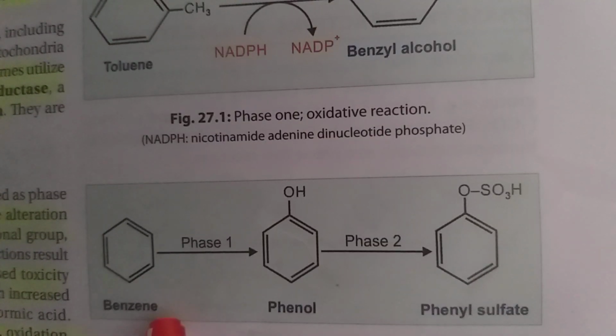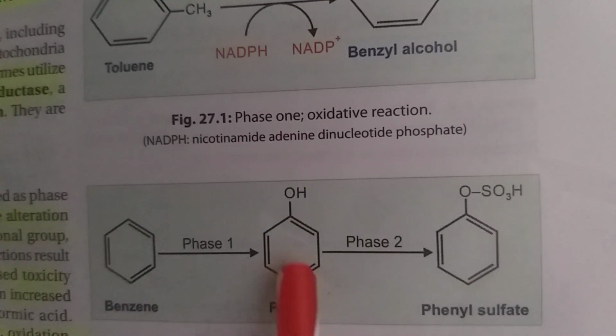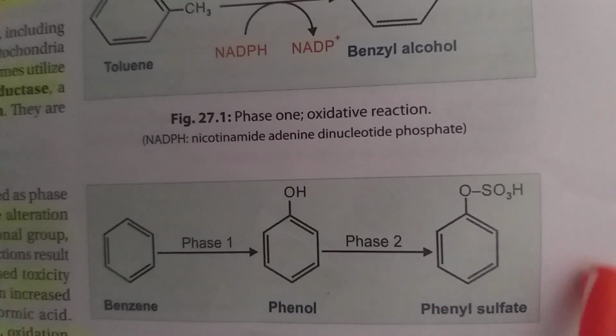So here you have a simple diagrammatic representation. This is benzene. After phase 1 phenol is formed and it enters phase 2 to form the phenyl sulfate. That's it for the video.